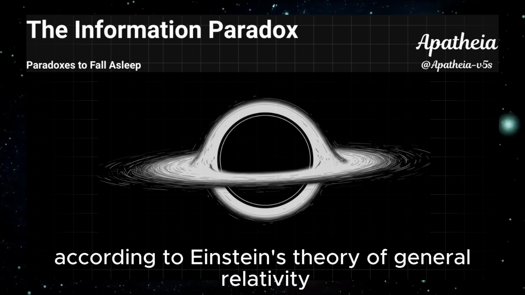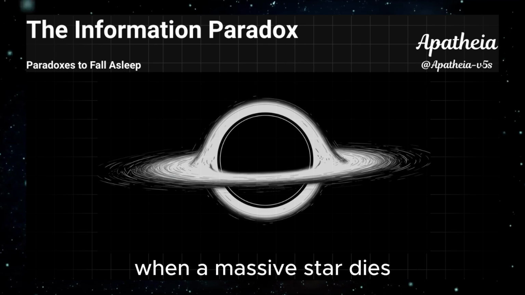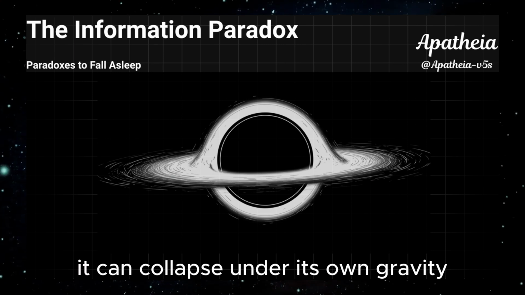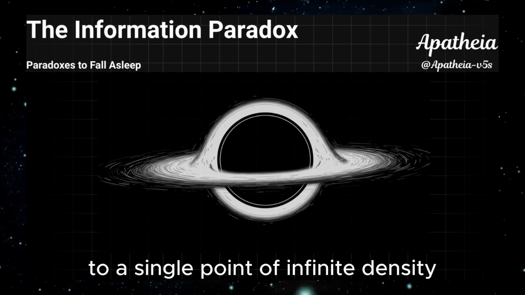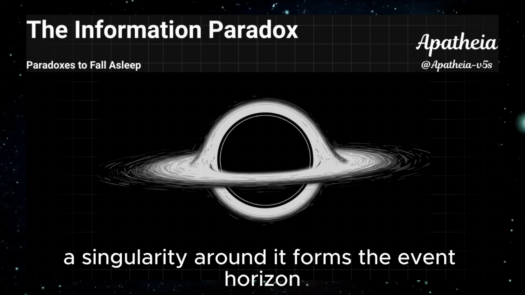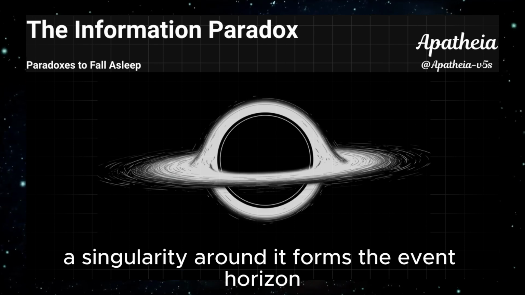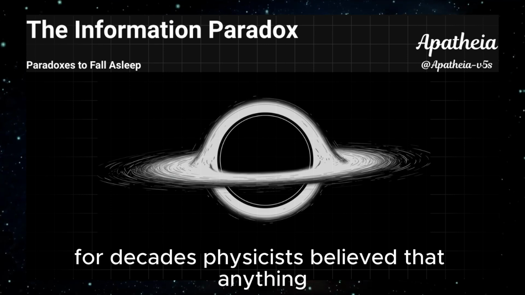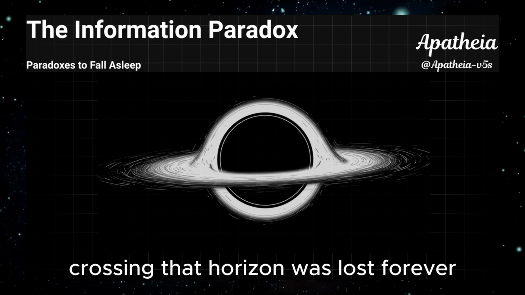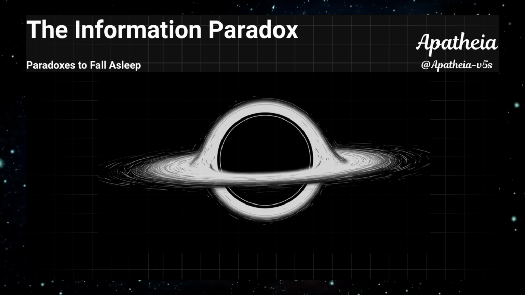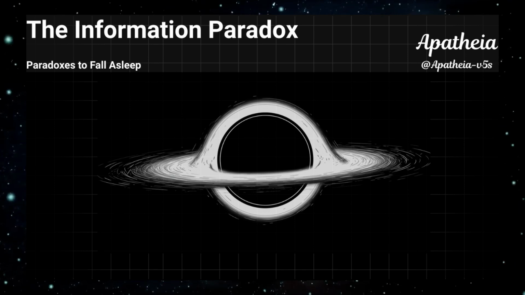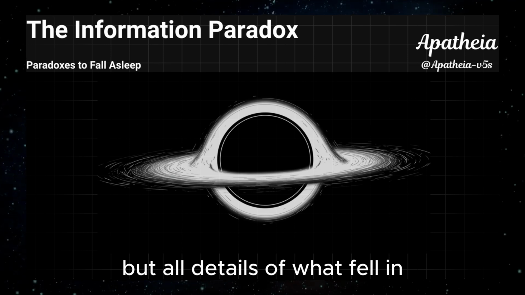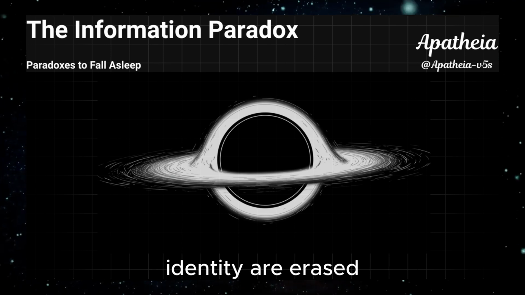To understand the paradox, we need to go back to the basics of black holes. According to Einstein's theory of general relativity, when a massive star dies, it can collapse under its own gravity to a single point of infinite density, a singularity. Around it forms the event horizon, the boundary beyond which nothing escapes. For decades, physicists believed that anything crossing that horizon was lost forever. Mass gets added to the black hole. But all details of what fell in, its structure, information, identity, are erased.